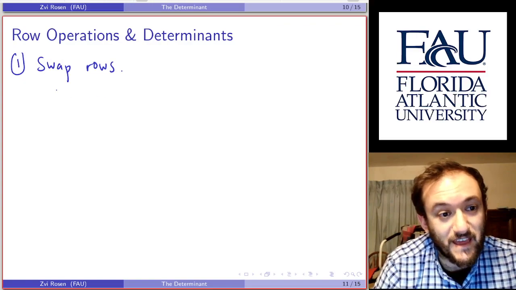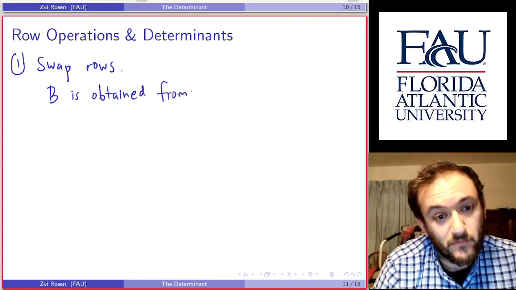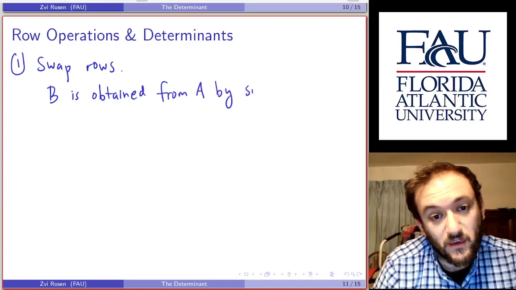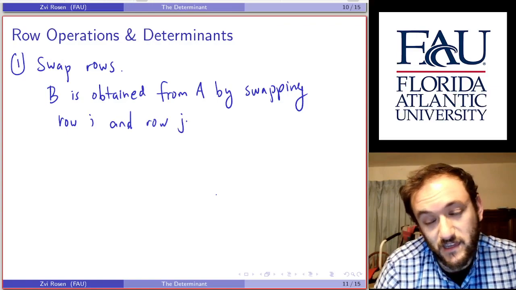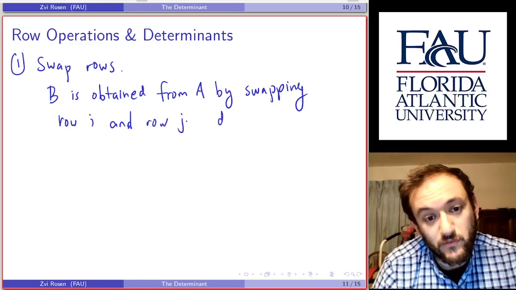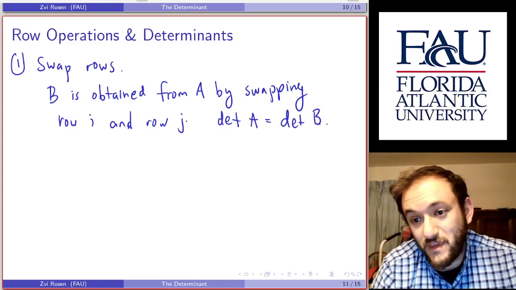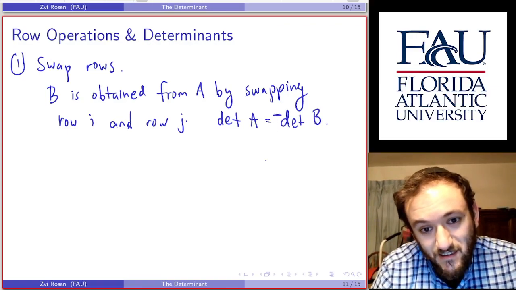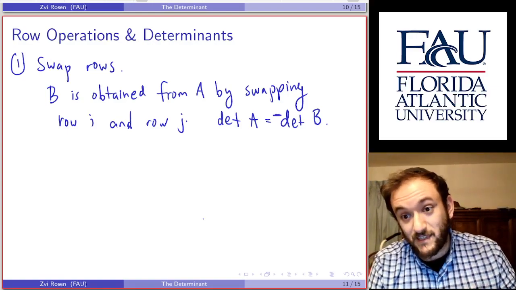Let's say that B is obtained from A by swapping row I and row J. Obviously I is not equal to J. Then the determinant of A is equal to minus the determinant of B. So when you swap those two rows, you pick up a minus sign.